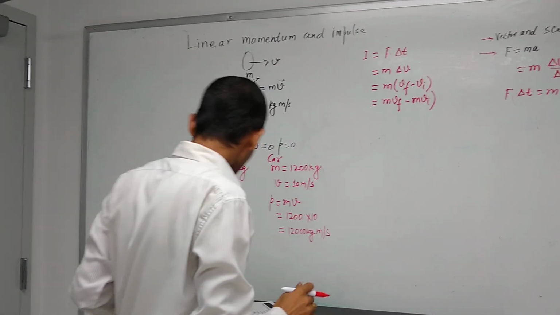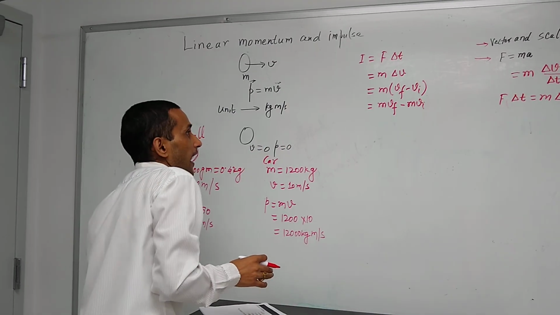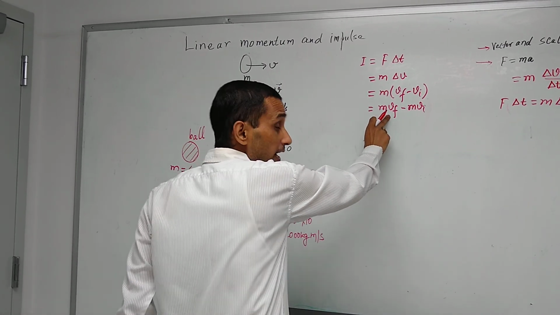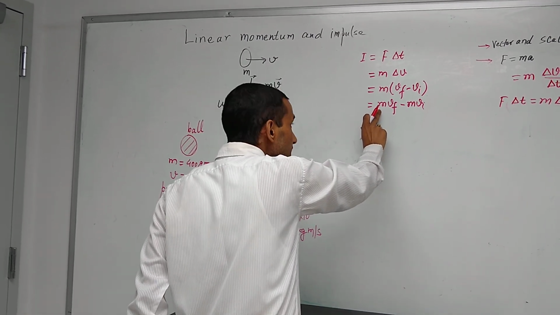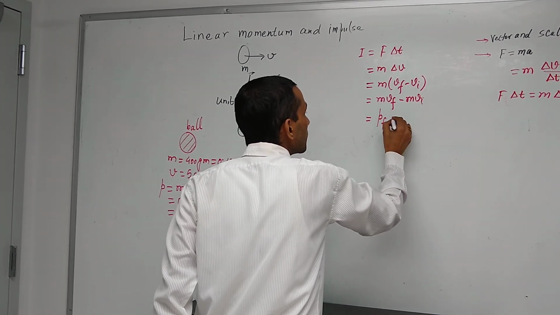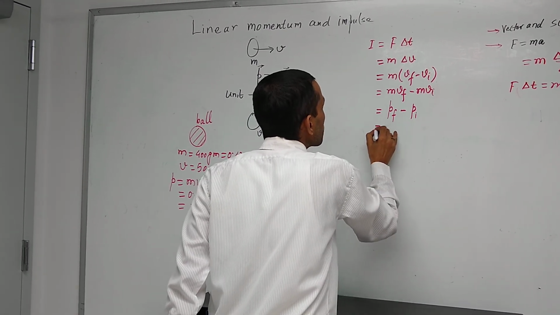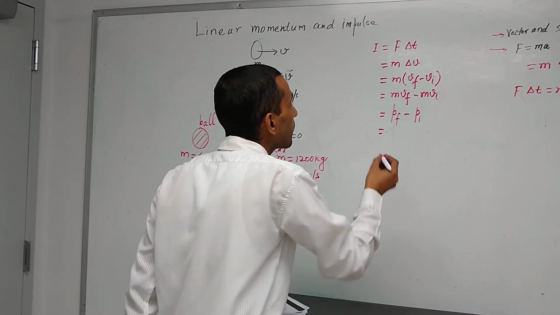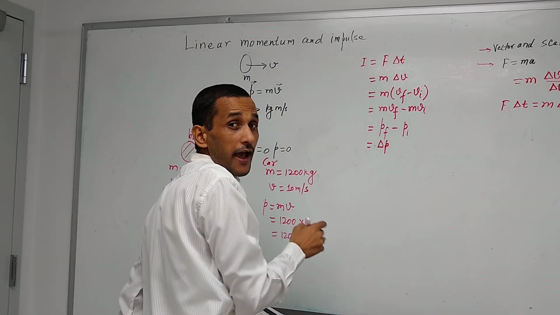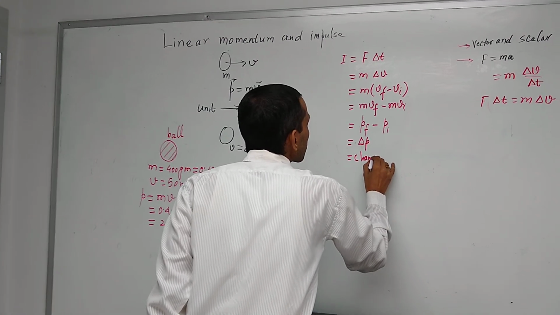Here, vf is the final velocity, so mass times final velocity is the final momentum Pf. And m vi is the initial momentum Pi. So Pf minus Pi, final momentum minus initial momentum, is the change in momentum, delta P. So I can also define impulse as the change in momentum.